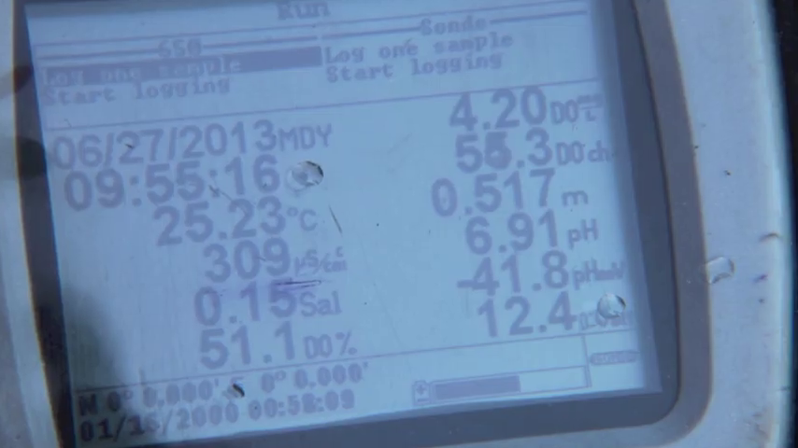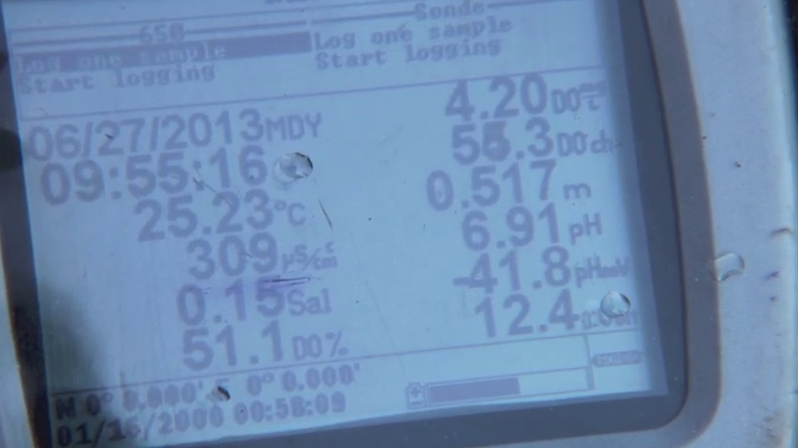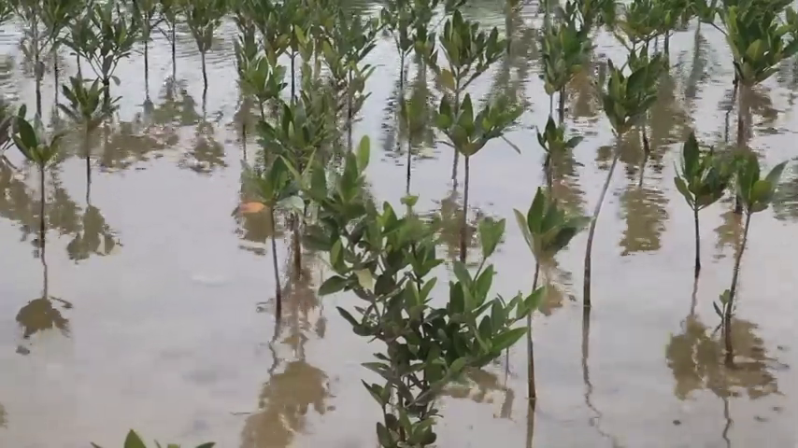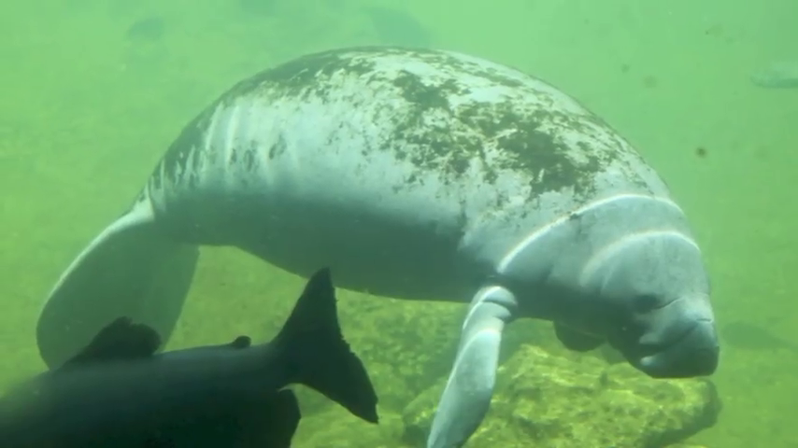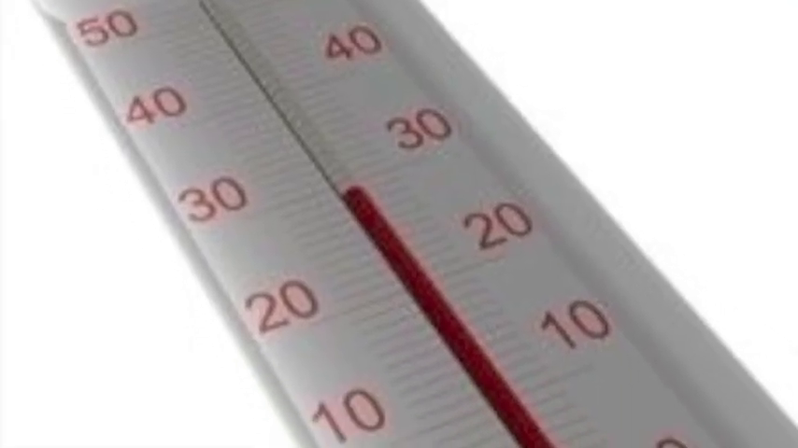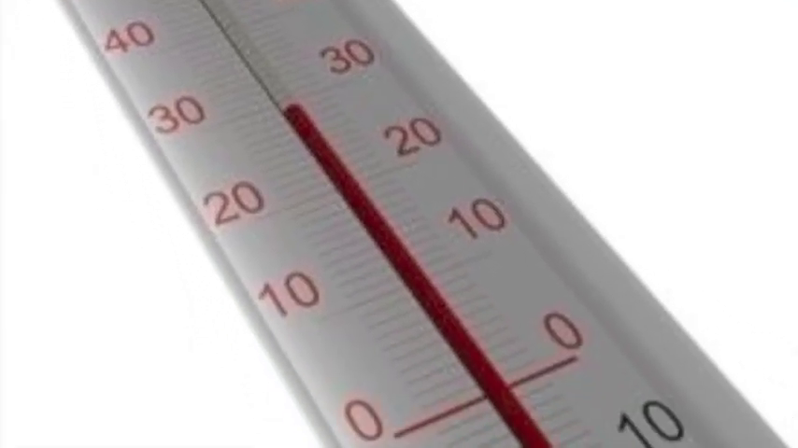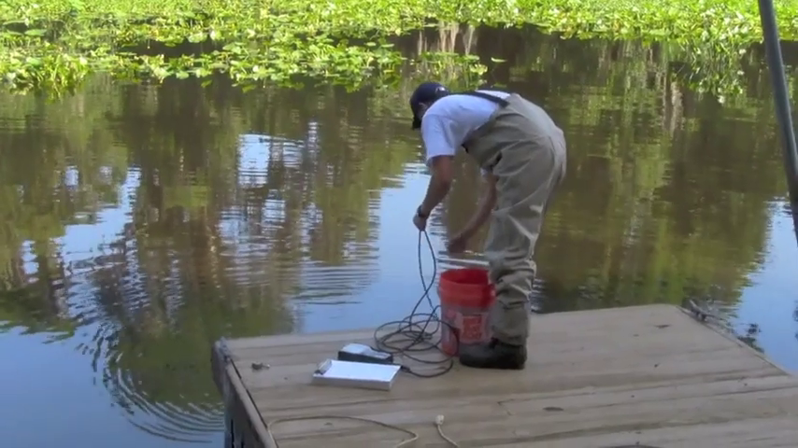Another parameter the sonde measures is temperature. The temperature of water can affect it in many different ways. For instance, aquatic species typically require the temperature of water to remain within a certain range. Species can be stressed and die if water temperatures vary from that certain range for too long. Temperature also affects the amount of oxygen water can hold, and it affects the presence of diseases in water.